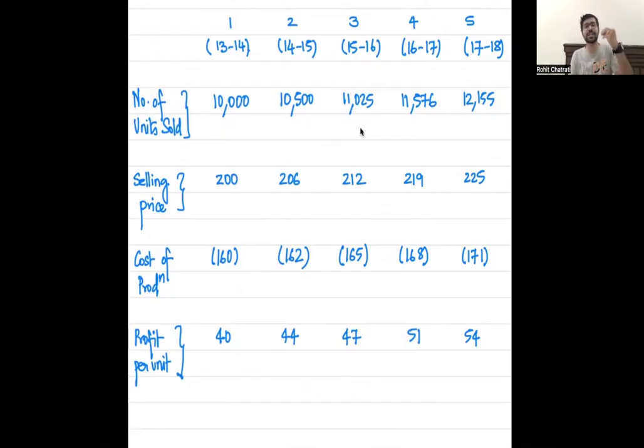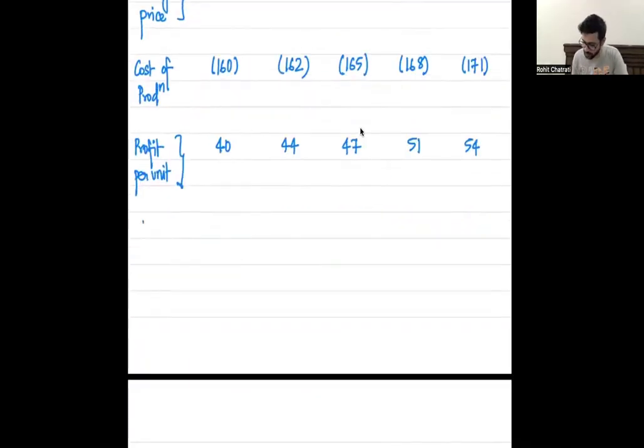I expect to sell 10,000 units and I expect to make a profit of 40 per unit on every unit sold. Therefore, the cash flow that I expect to receive will be the number of units multiplied by the profit per unit, which is equal to 4 lakh in this case, 10,000 multiplied by 40, which is equal to 4 lakh.